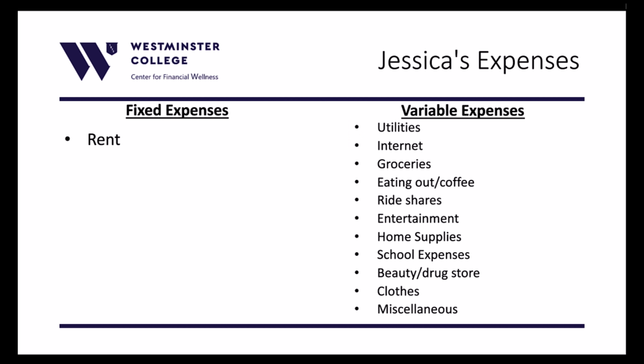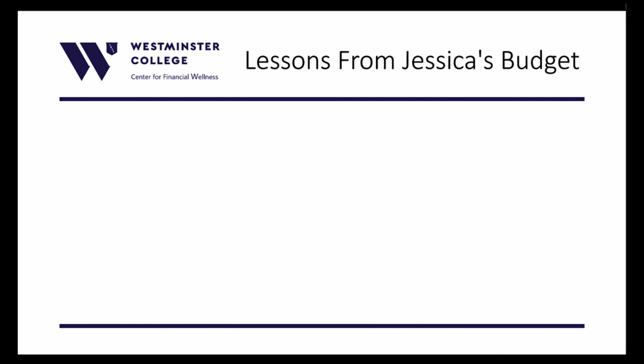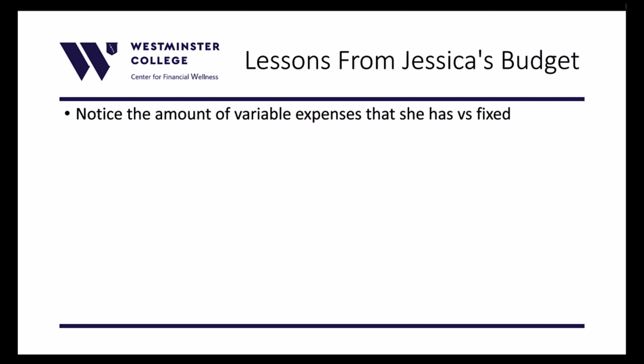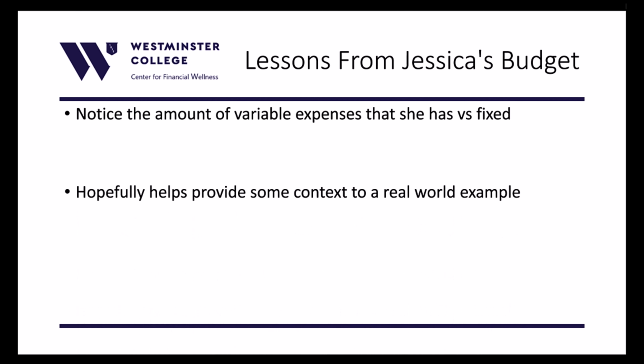Now, notice the just staggering amount of variable expenses versus rent. Like I said in the last module, this gives her a lot of variability, and she has a lot of power to make small adjustments, or multiple small adjustments, that have a significant impact on her overall expenses. Okay. And one thing that I can glean from this that I thought was very helpful was, like I said, the amount of variable expenses versus fixed, but also I hope this helped provide some context to a real-world example of a college student.